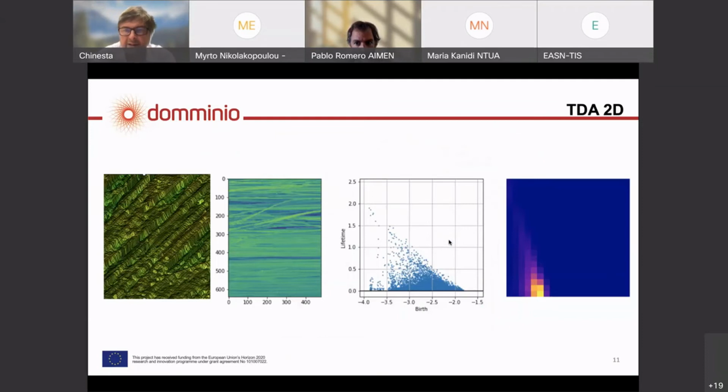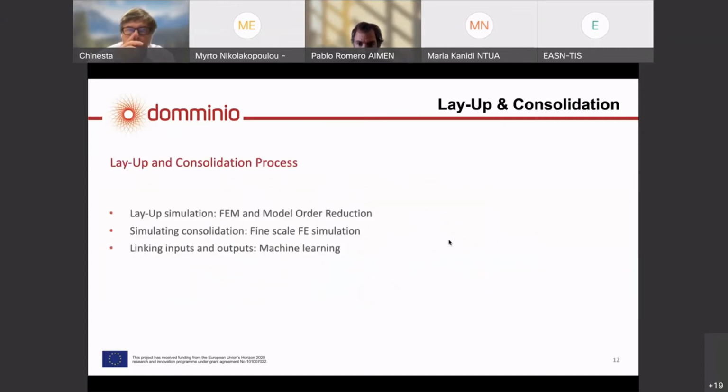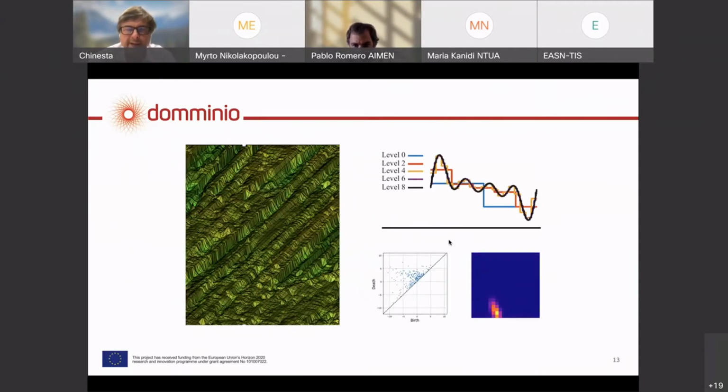on these images. And this is one of the cases that we obtain in 2 dimensions when you are using the TDA, the 2D TDA, related to one of the surfaces coming from Dominio. What is the use that we would like to make of all this? We would like to use all this in the simulation of ATL, because this rough surface contributes to the consolidation.